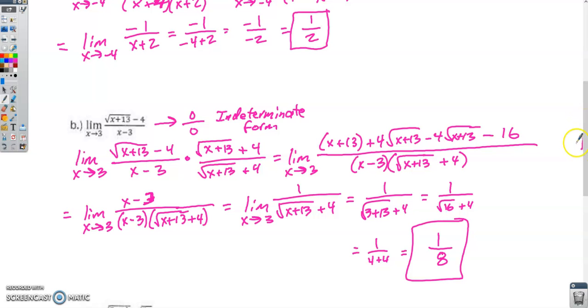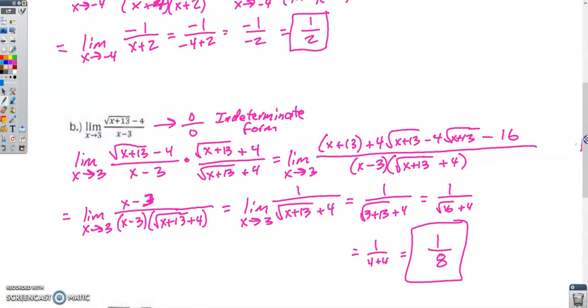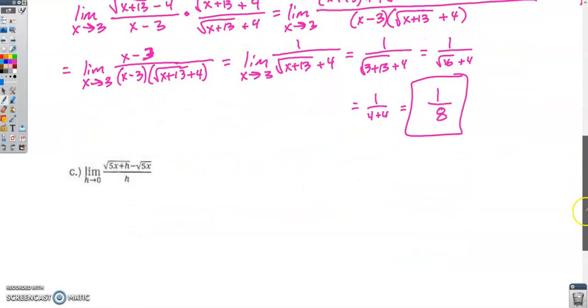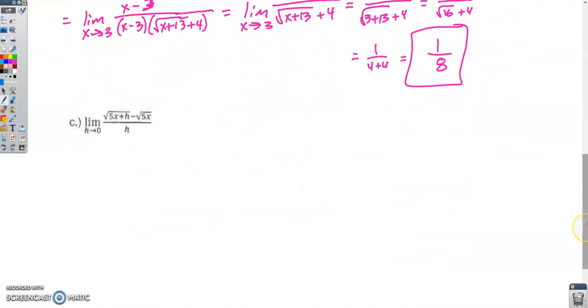And one more example here, if I can move my screen down, there we go. Our third example, part C, we take the limit as h approaches 0 of this expression. If we substitute 0 in here for h, we end up with square root of 5x minus square root of 5x, which is 0 over 0. So again, this is a 0 over 0 indeterminate form.